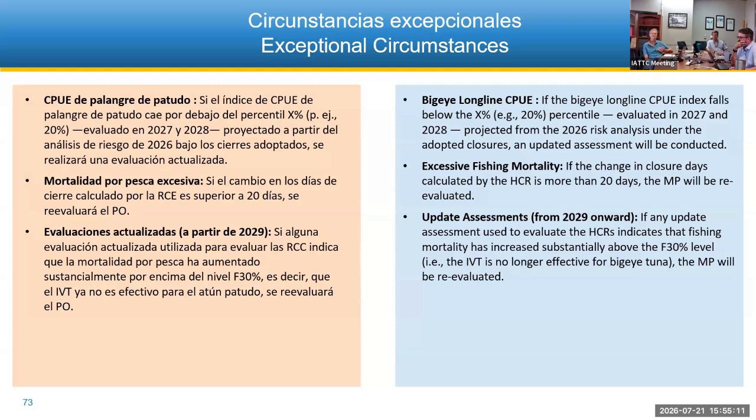And again, I think we mentioned this in one of the previous slides, that we're going to do an update assessment every 3 years. So if that suggests that the fishing mortality increased substantially above the F30 level, we want to reevaluate that management procedure. But I guess that's kind of related to the previous one because it would possibly be suggesting more than a 20-day reduction in fishing.